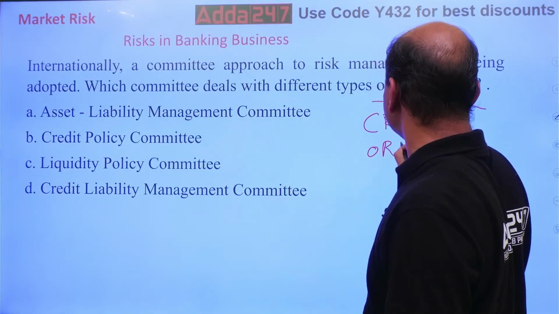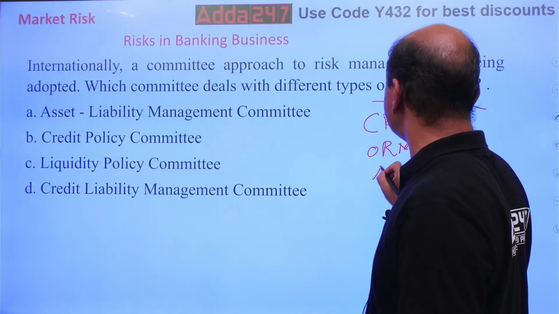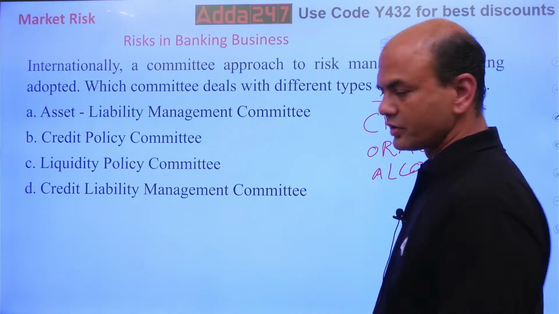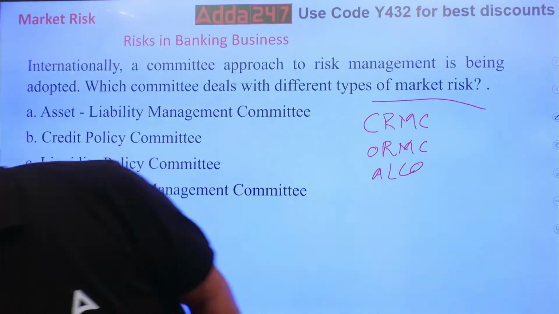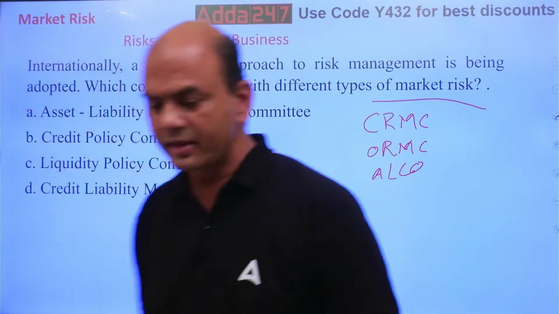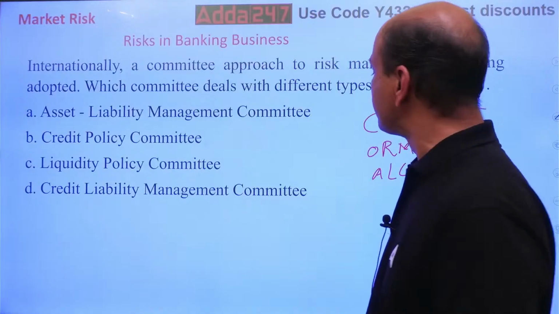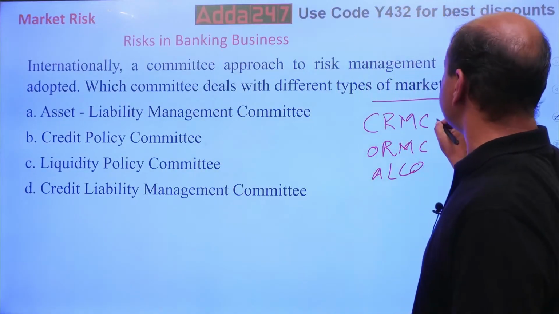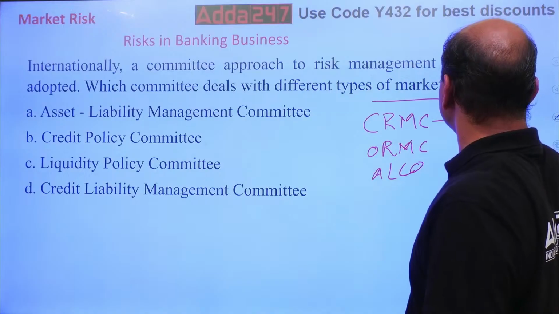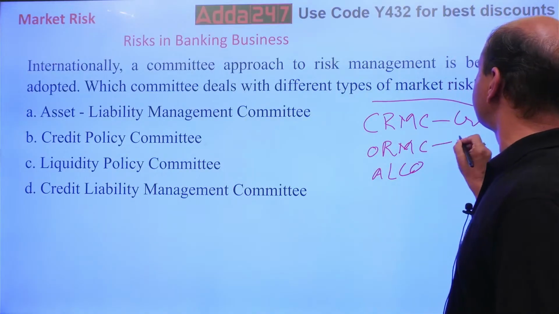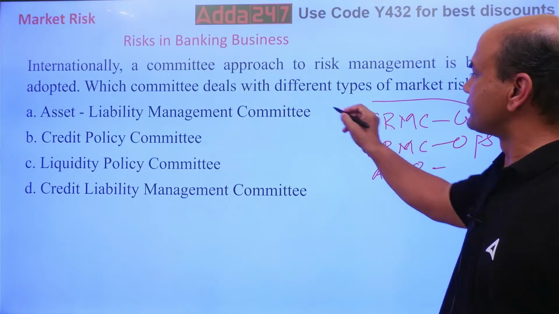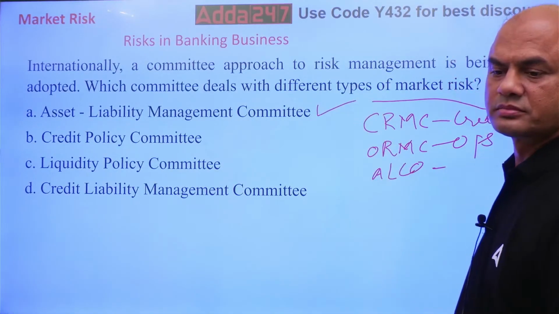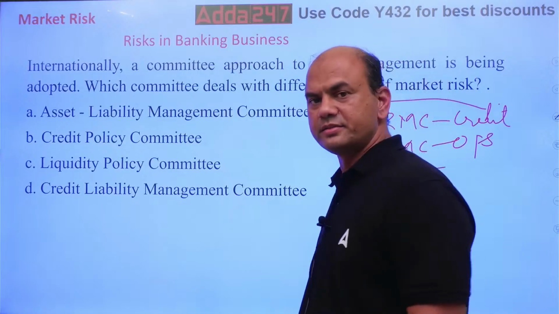ORMC, and ALCO. Okay, these are the 3 risks. These are the 3 risks. Okay. So these 3 risks, CRMC covers credit, ORMC covers ops, and ALCO covers ALM, this one. It covers market risk.